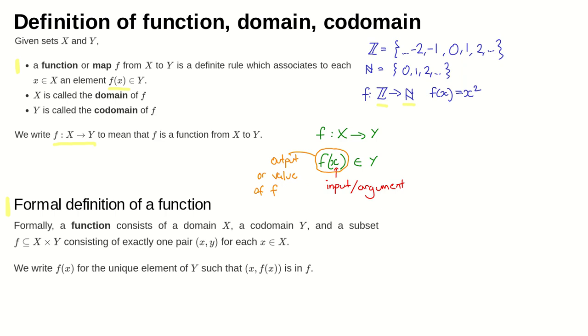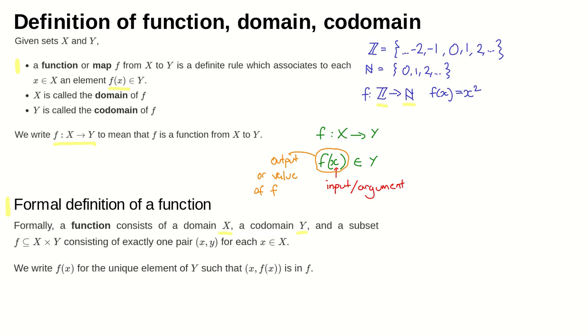So the formal definition of a function is that a function consists of three things. Number one, a domain, X. Number two, a codomain, Y. And number three, a subset of the Cartesian product of X and Y, so X cross Y, which we defined, you'll remember, in the last lecture. And that subset can't be any old subset. It has to have a specific property. And the specific property is that this subset of X cross Y consists of exactly one pair (x, y) for each x in X.